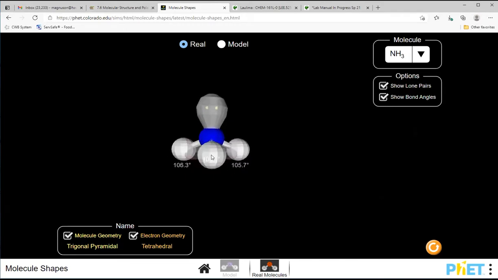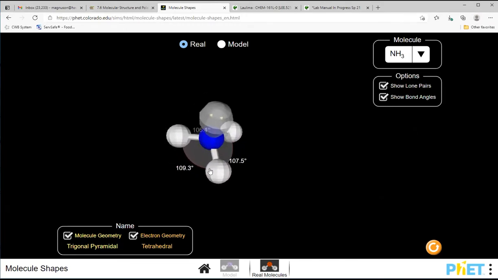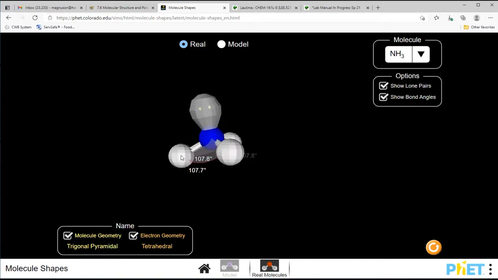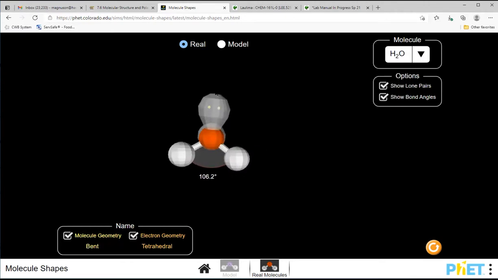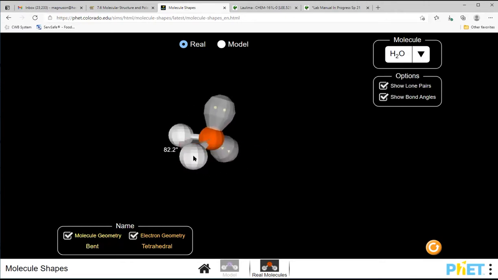So how do you draw it? I drew it this way, right? So you can see tetrahedral and trigonal pyramid is the shape. Here's ammonia. Let's look at water. We just did water, and so water is even less. And so those are lone pairs.